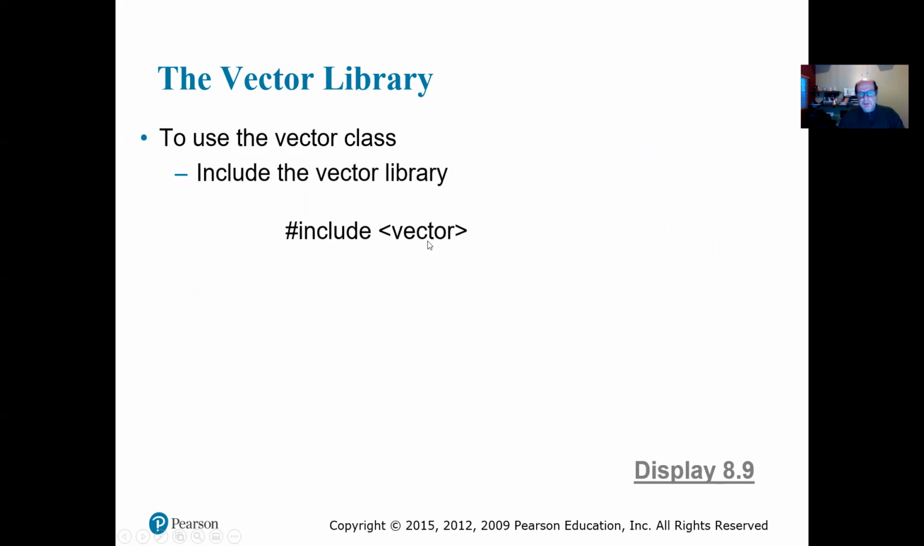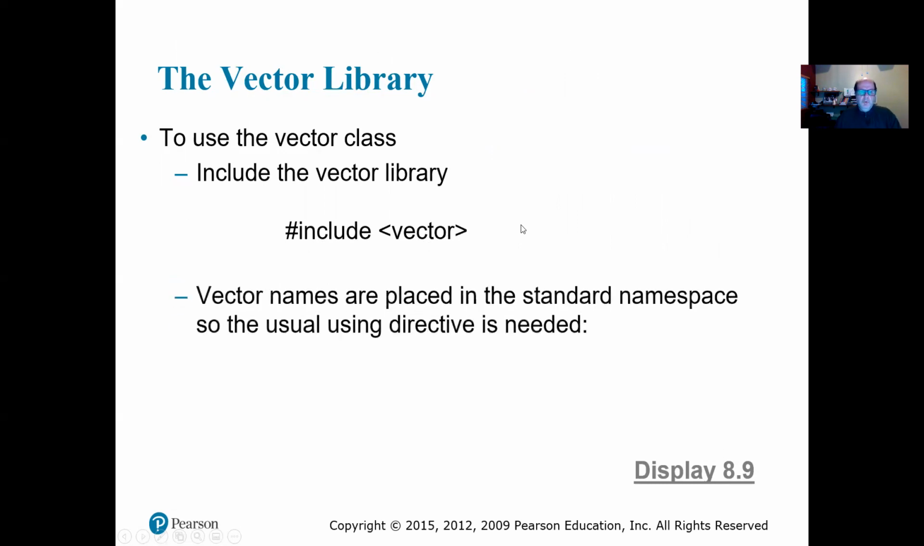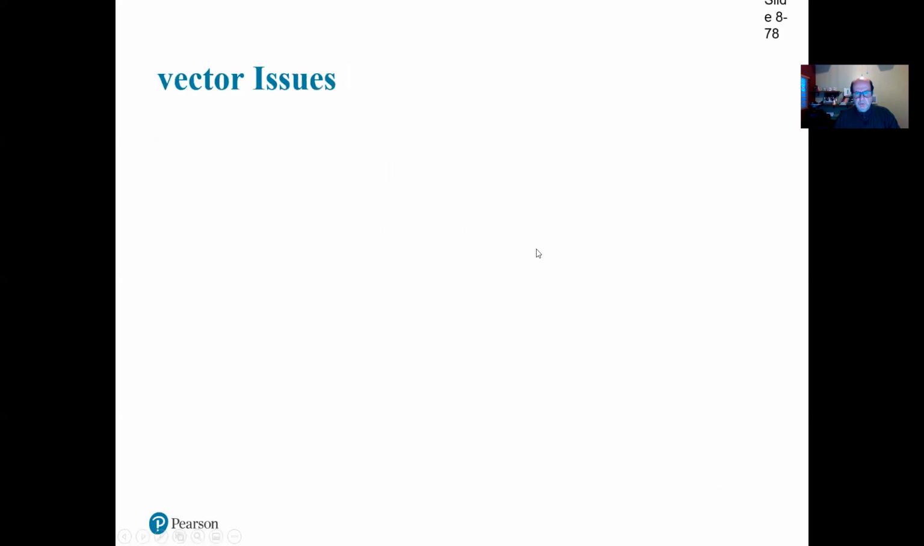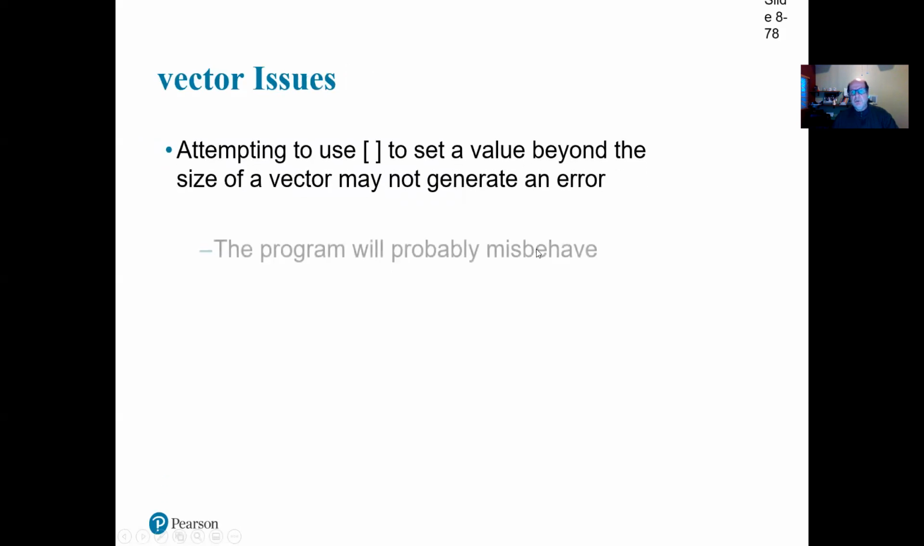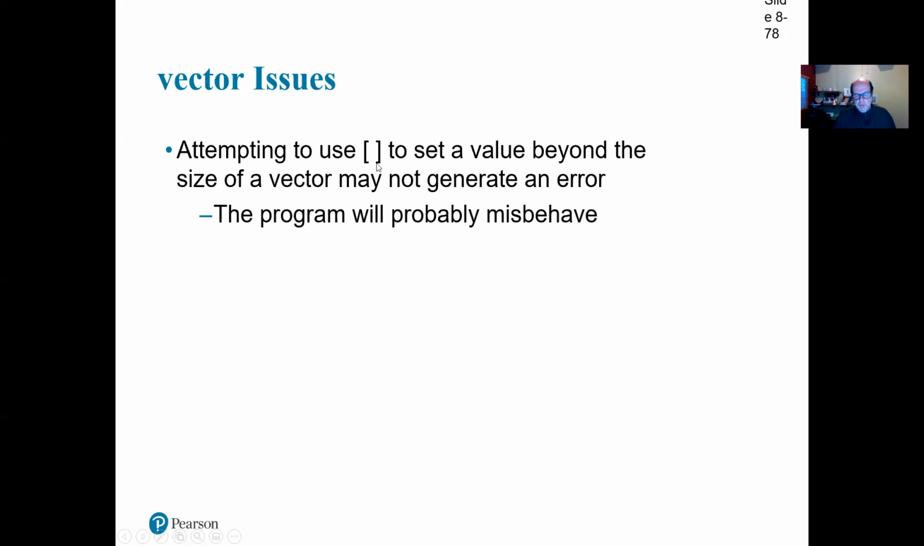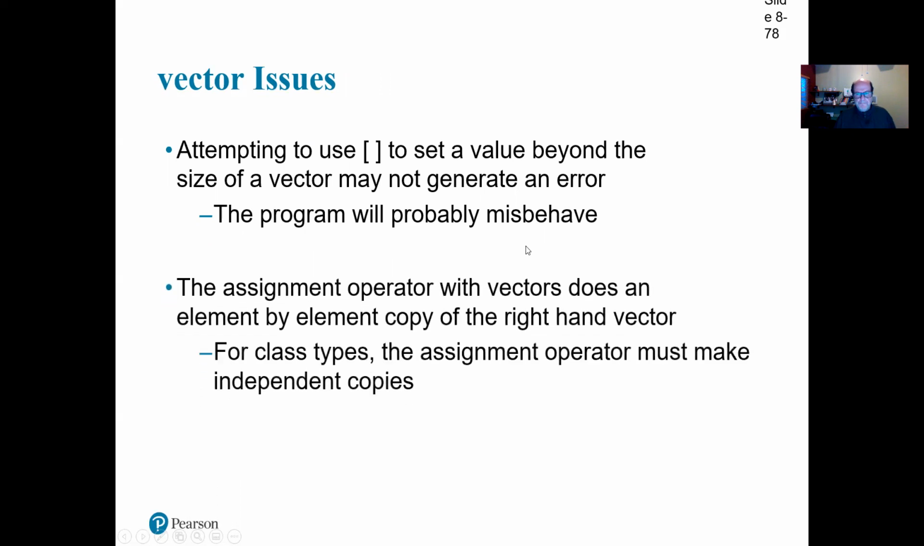So we need the pound include vector to be able to use vectors. We have member functions in there. We do need the namespace std to use the vector. So what kind of issues are we going to have? One of them is that when you're using the square bracket, you can potentially go outside of it. You have to be sure you are not going outside of the size. We can have the assignment operator for a vector to be equal to another vector. It's going to copy each element from the right one to the left one.